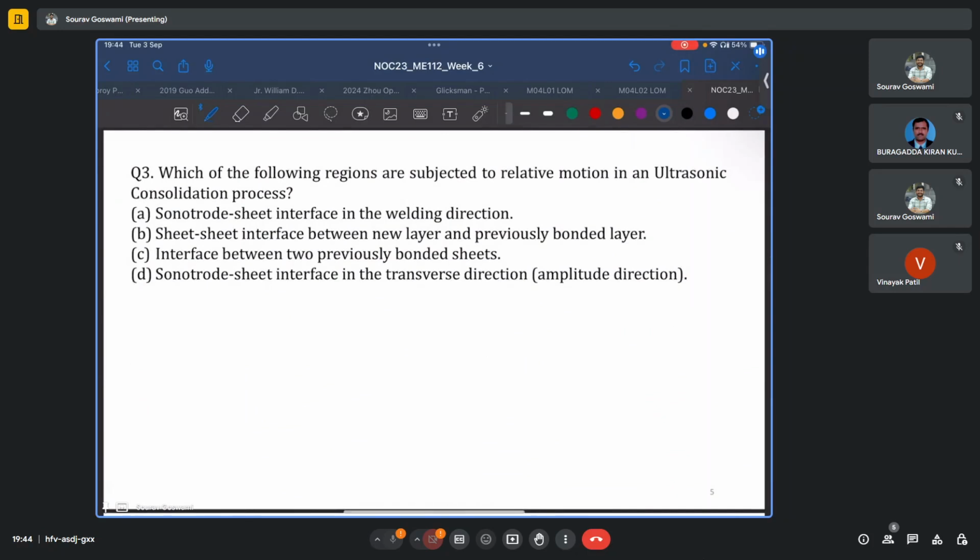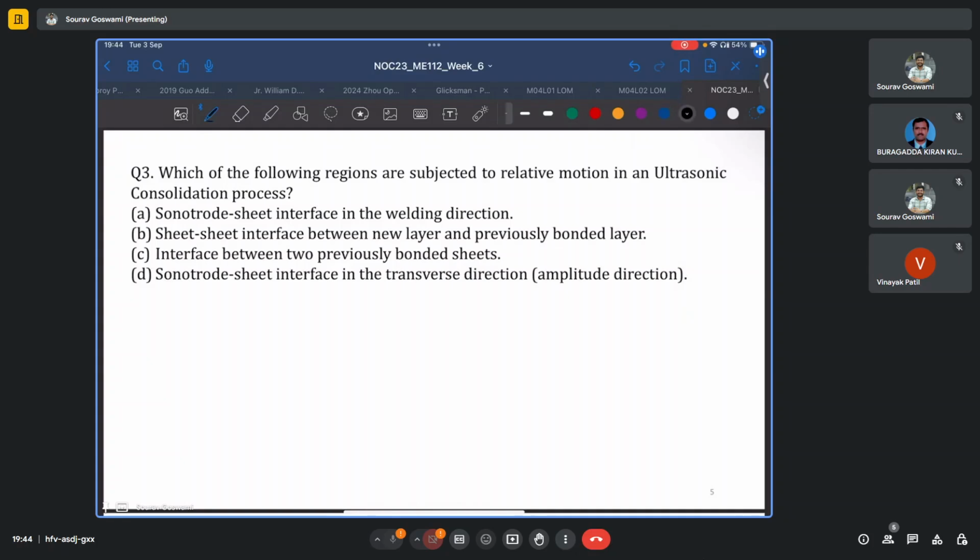Which of the following regions are subjected to relative motion in an ultrasonic consolidation process? Is it the sonotrode sheet interface in the welding direction, the sheet interface between new layer and previously bonded layer, the interface between two previously bonded sheets, the sonotrode sheet interface in the transverse direction or the amplitude direction?